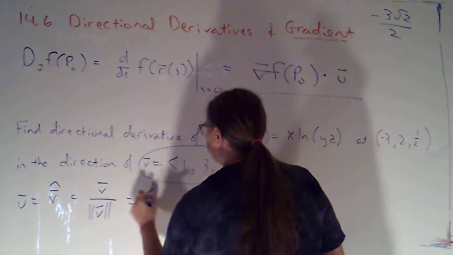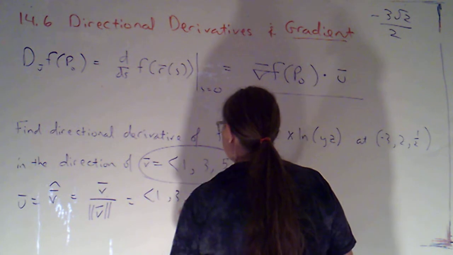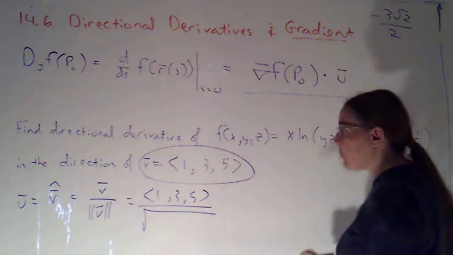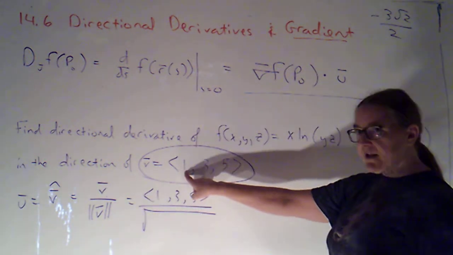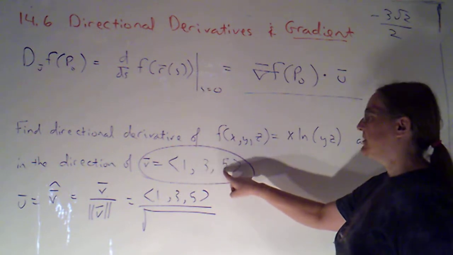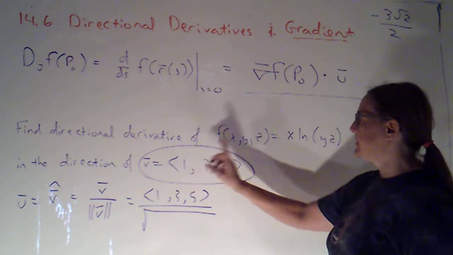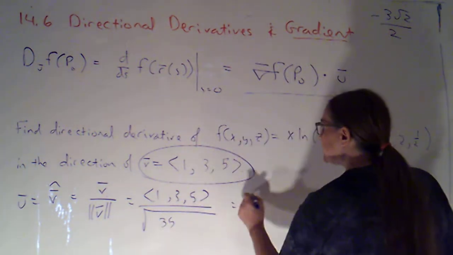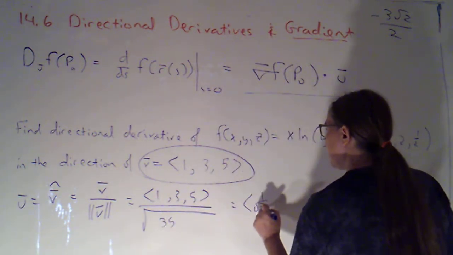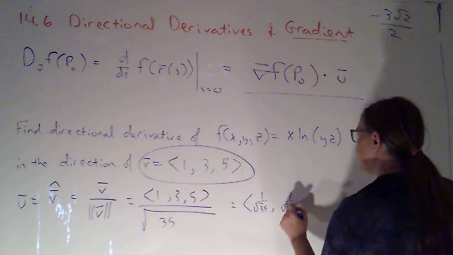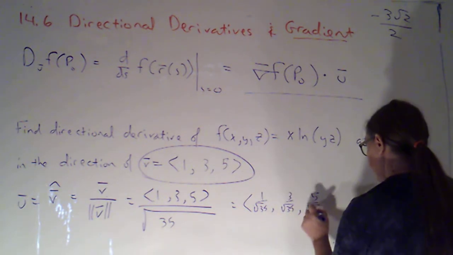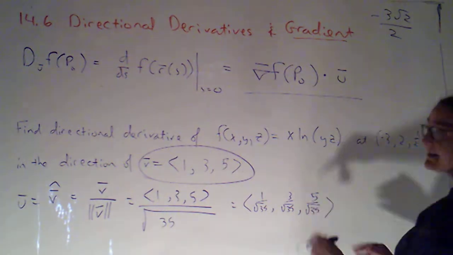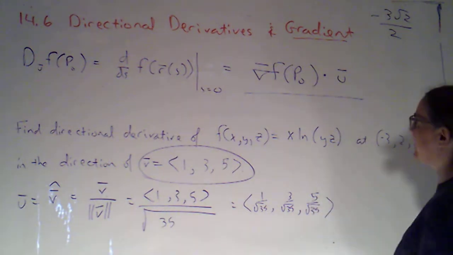Okay. Well, v is 1, 3, 5. The magnitude of v would be the square root of 1 squared plus 3 squared plus 5 squared. So that's 1 plus 9 plus 25. That's going to be the square root of 35. So we're going to get 1 over root 35, 3 over root 35, 5 over root 35. That's my u.